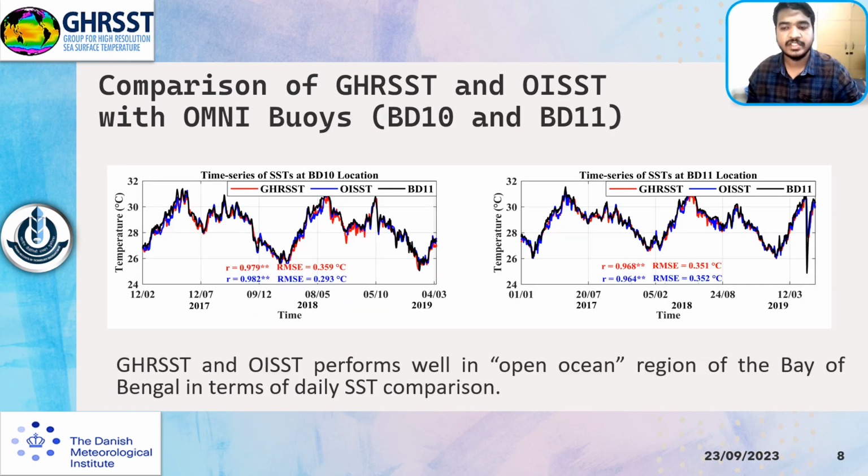Then we have compared GHRSST and OSST with the Omni buoys, that is BD10 and BD11 present in the Bay of Bengal region, and we found good performance of GHRSST and OSST against both BD10 and BD11 as RMSEs are low and correlations are high. Little underestimations of GHRSST and OSST with respect to the Omni buoys are observed, which are more or less negligible. Hence, we can say that GHRSST and OSST perform well in the open ocean region in the Bay of Bengal in terms of daily SST comparisons.